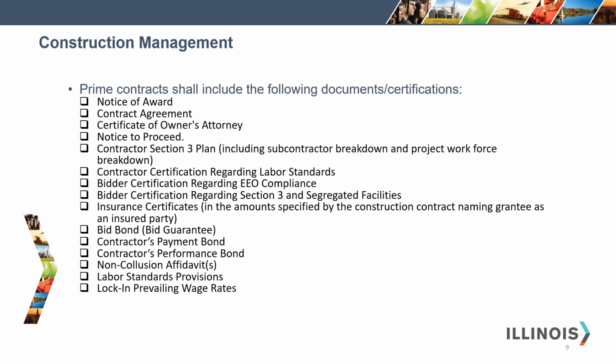Prime contracts for CDBG construction projects shall include the following documents and certifications: the notice of award, the contract agreement, certificate of owner's attorney, the notice to proceed, contractor Section 3 plan, contractor certificate regarding labor standards, the bidder certification regarding EEO compliance, bidder certification regarding Section 3 and segregated facilities, insurance certificates, bid bond or bid guarantee, the contractor's payment bond, the contractor's performance bond, the non-collusion affidavits, labor standards provision, this must be HUD 4010, and the locked-in prevailing wage rates.